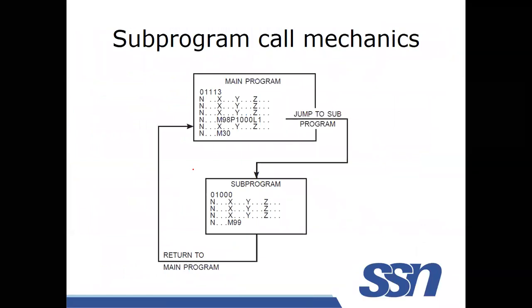Next thing is subprogramming. What is that? You will have a main program like this. Whenever the controller reads this particular block, M98 is referring to the subprogram call. This is the program number, P followed by the number is the program number. You can define whether you want to make n number of jobs, how many times you want to repeat, how many times you want to call the subprogram. That is defined by this.